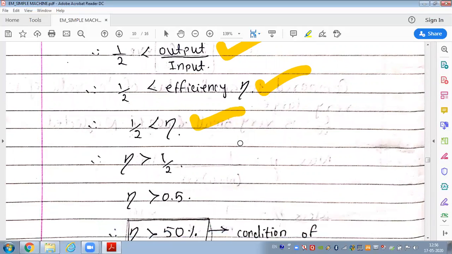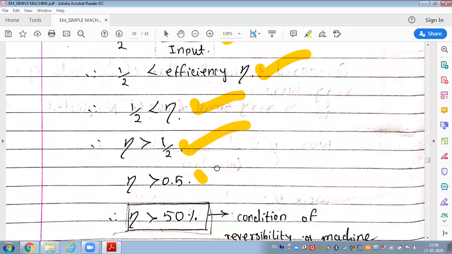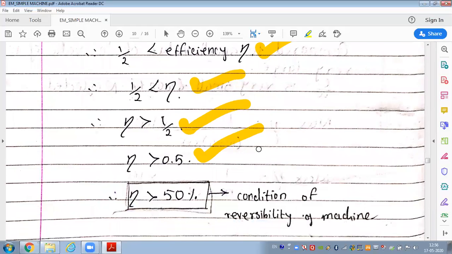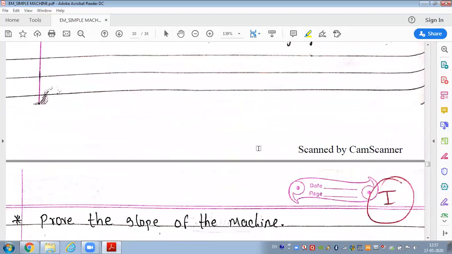So efficiency is greater than 1 by 2. 1 by 2 is given by 0.5. 0.5 means 50%. So this is the condition for reversibility of the machine. The efficiency of the machine is greater than 50%. So it is the condition of reversibility of the machine. It is the most important question regarding the exam.